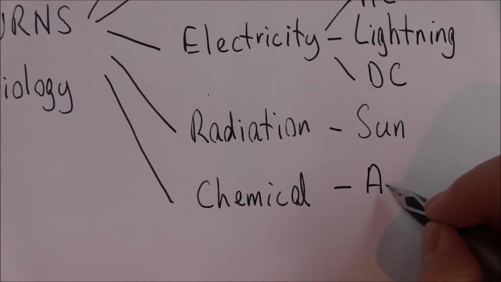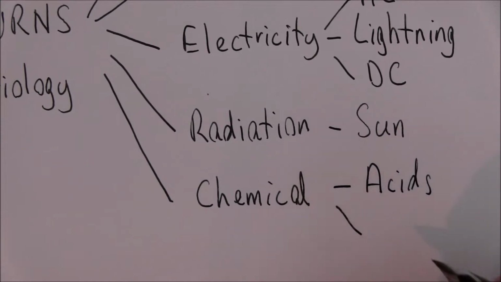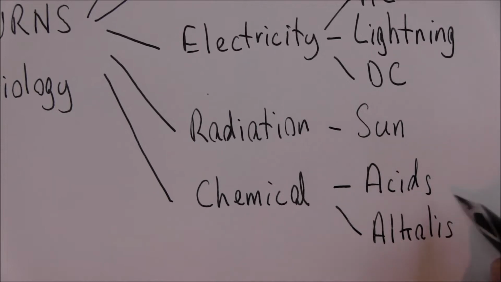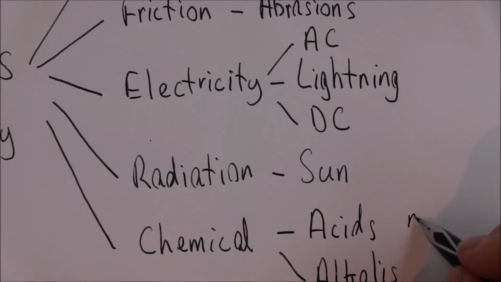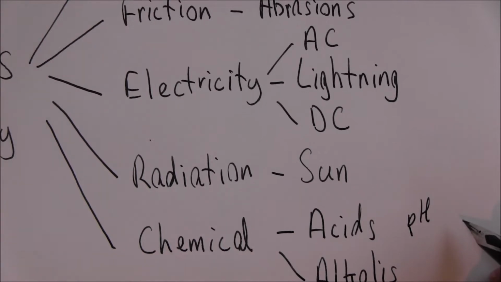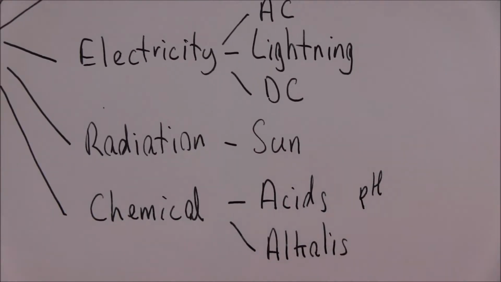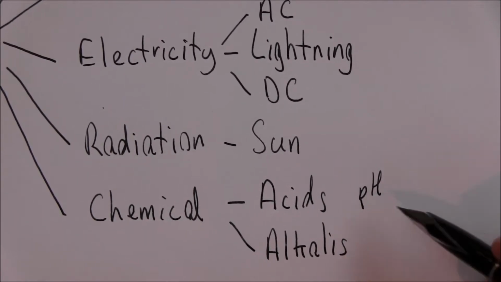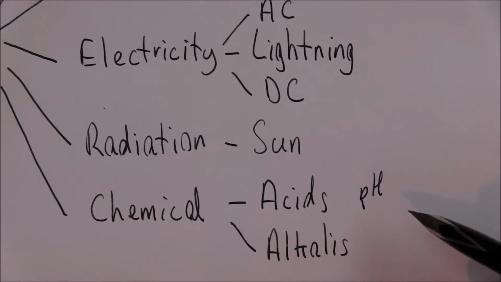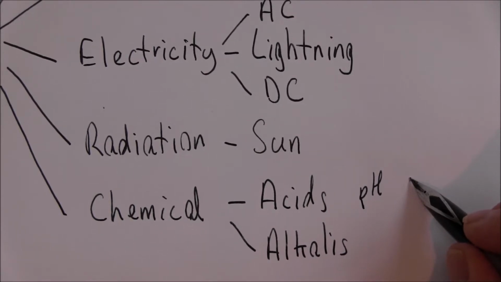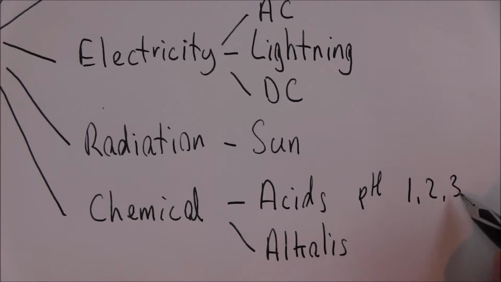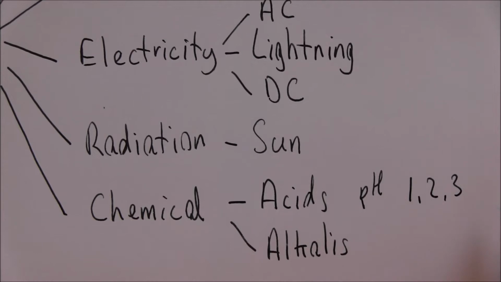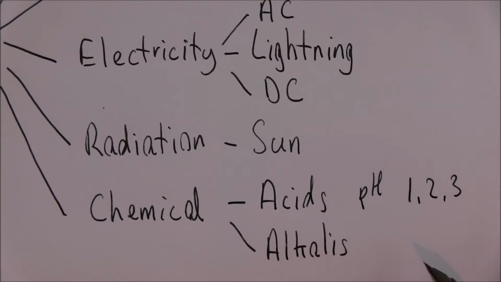But these can be caused by acids, and they can also be caused by alkalis. So acids, you might remember, are low pH. pH is to do with the negative log of the hydrogen ion concentration, but you can think of it as a power of hydrogen, the amount of hydrogen ions released in solution. So low pH is like, well, technically an acid is 1 to 7, but low pH is a 1, 2, 3. Can cause injury. Well, any acid can, if it's in contact with the skin for longer durations.